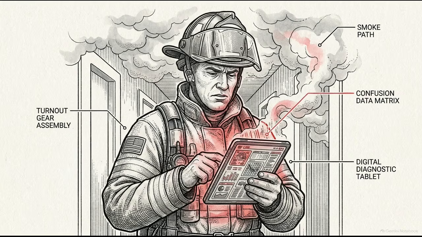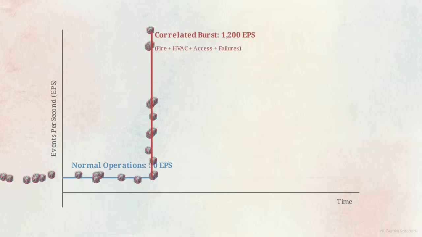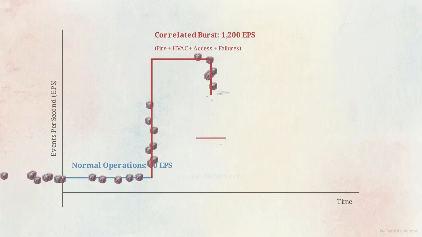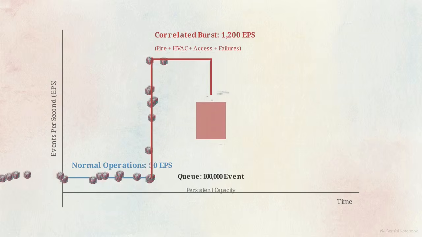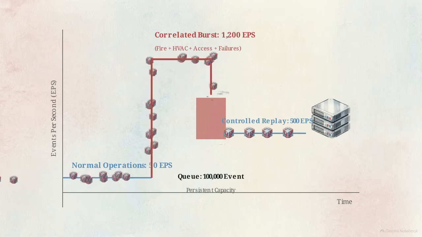Under normal conditions, a facility might generate 50 distinct events per second. A multi-system failure obliterates that baseline. A severe incident triggers a correlated burst of 1,200 events per second. Transmitting this instantly would crash the platforms. Instead, a 100,000 event gateway buffer catches the spike, executing a controlled replay to feed servers at a manageable 500 events per second.